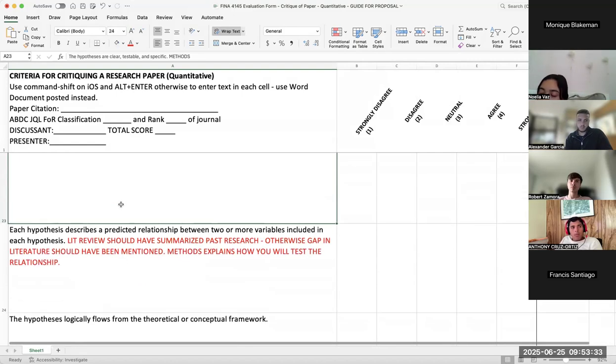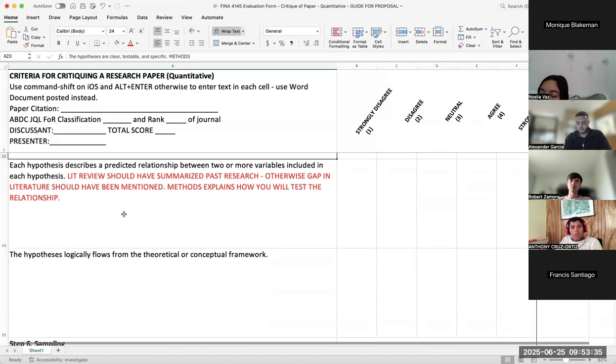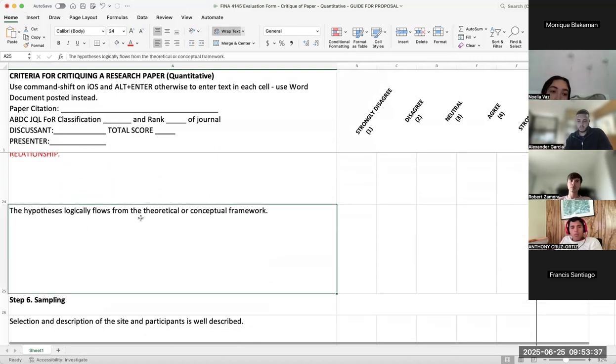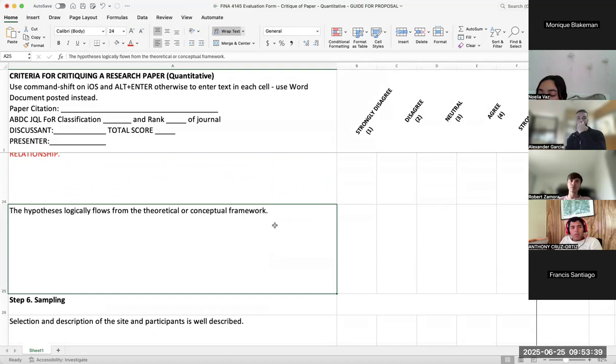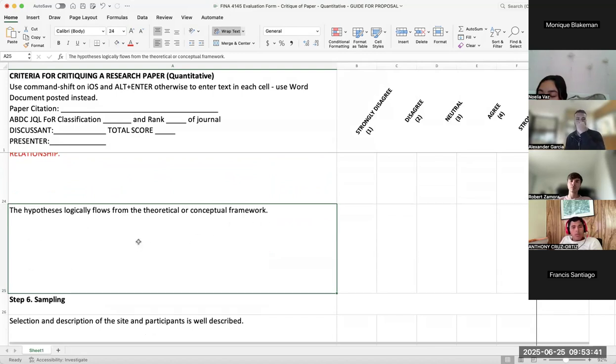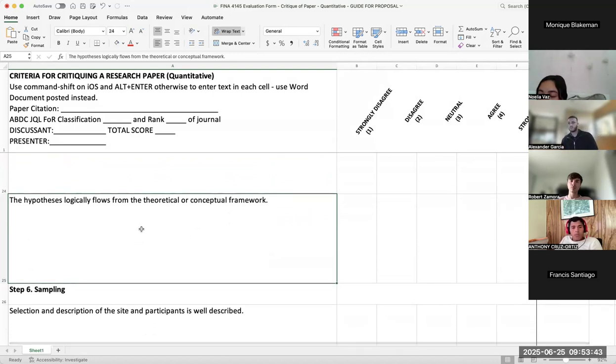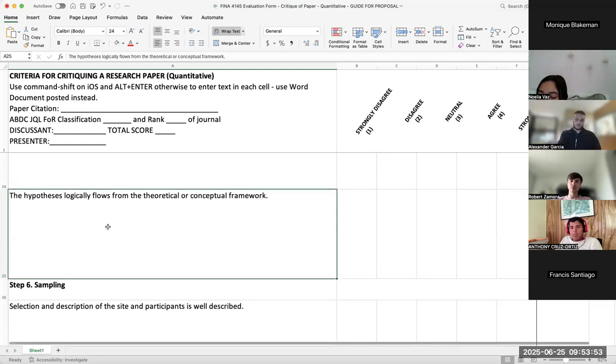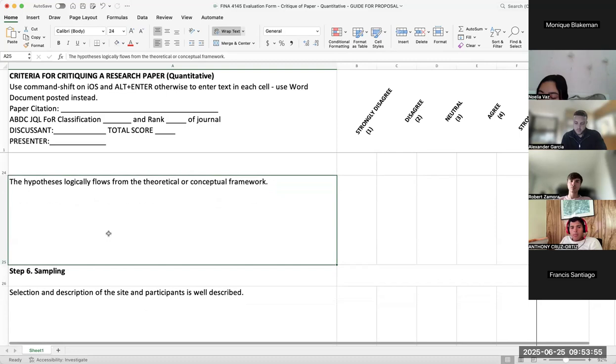Okay, so the hypothesis logically flows from the theoretical or conceptual framework. So there should be a tie-in between what you mentioned in the theoretical framework in the literature review and the hypothesis that you come up with. Okay, it should flow from what you already wrote.